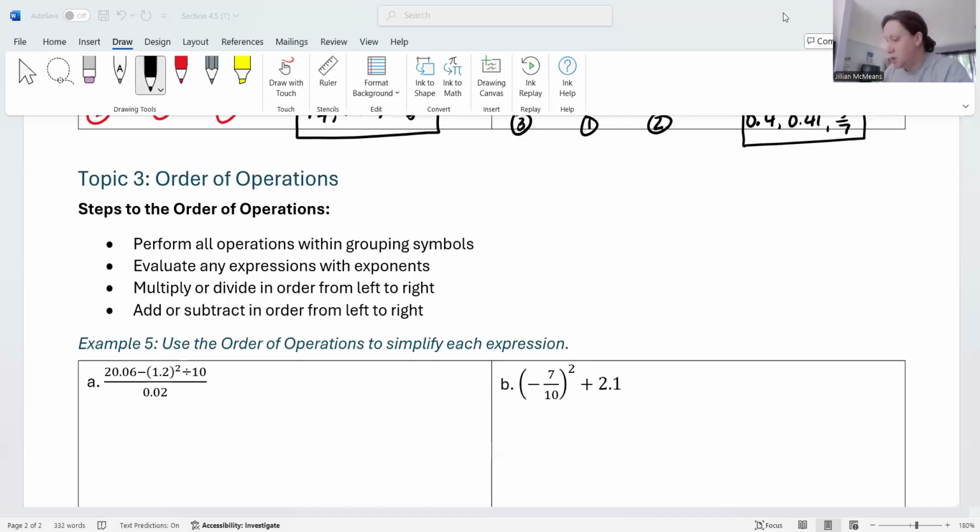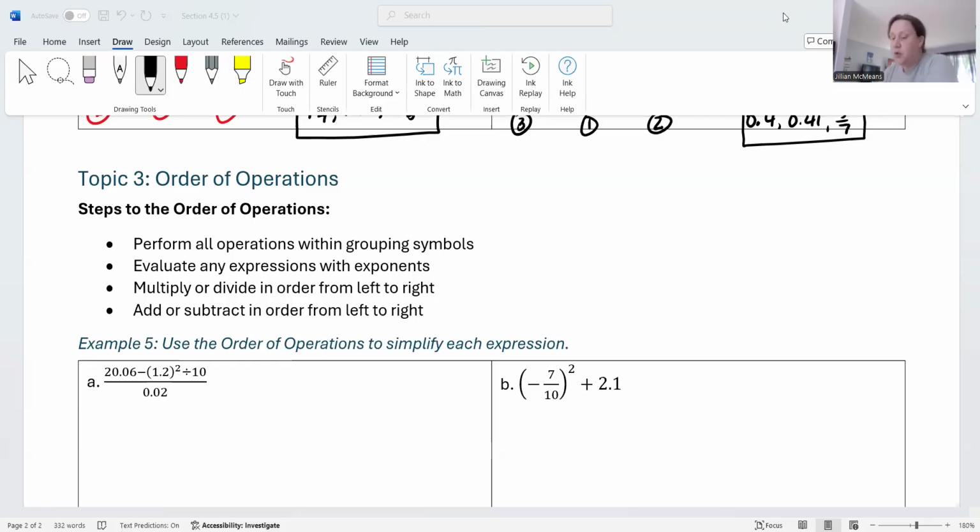Okay, last up for this worksheet is topic 3, which is reviewing the order of operations. The order of operations should not be shocking to you. We've done this in the previous 3 chapters, with whole numbers, integers, and fractions. Now we're just going to do the same old order of operations, but incorporating fractions and decimals.